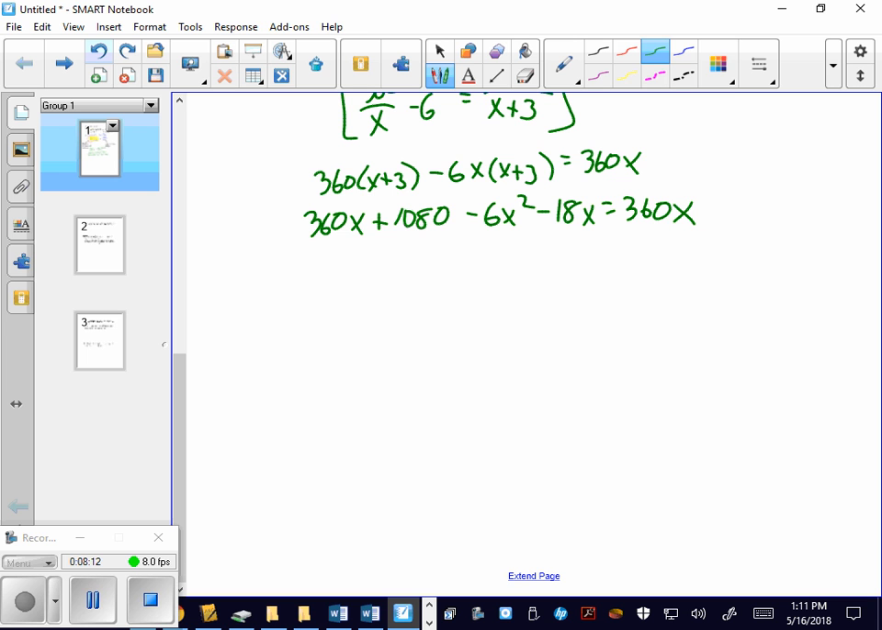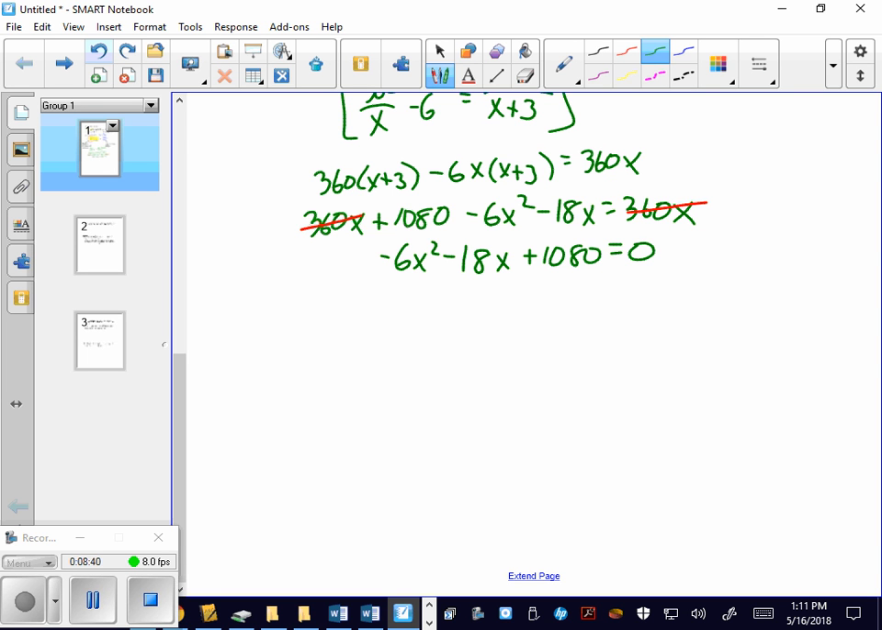All right, I could combine like terms on both sides, or I could realize that 360x is going to subtract out on both sides. If I subtract 360x from both sides, those go away. It does leave you with 0 on the right. So I end up with this expression, negative 6x squared minus 18x plus 1080 equals 0.